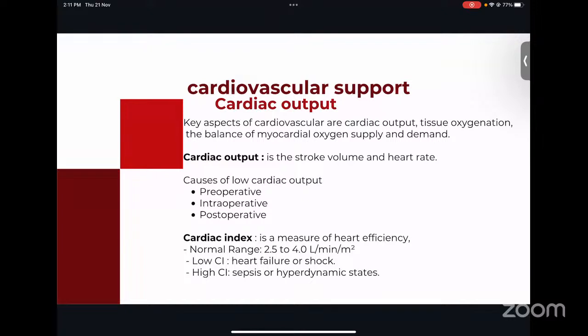The cardiac index is a measure of heart efficiency expressed by the volume of blood pumped per minute per square meter of body surface. The cardiac index is calculated by dividing the cardiac output by the body surface area, and the normal range of cardiac index is 2.5 to 4 liters per minute per meter squared. A low cardiac index indicates heart failure. A high cardiac index indicates sepsis and a hyperdynamic state.